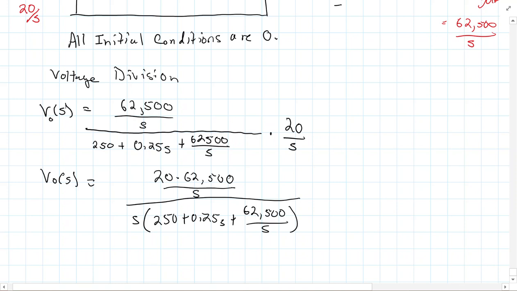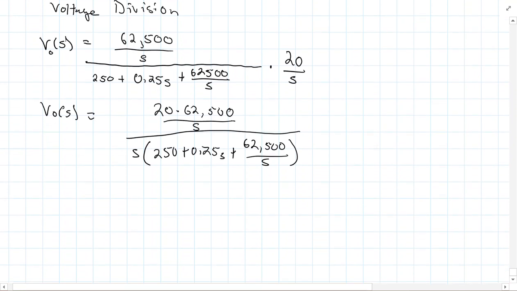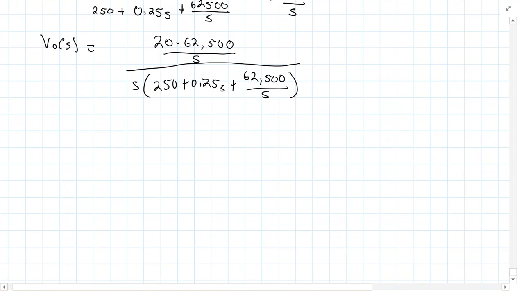Okay, but now we do have to simplify this sum, because I've got a complex fraction. To get rid of the complex fraction, of course, I would multiply the numerator by S. But then I have to multiply the denominator by S. And you might say, you've already got an S there. Trust me, this is going to make more sense. This is the proper way to do it.